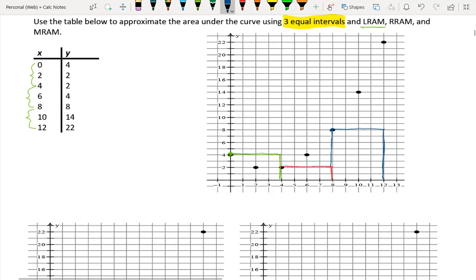All right, and because these are left-hand endpoint values, we're basically using the height of 4 for the first rectangle. We're going to be using the height of 2 for the second one, and we're going to be using the height of 8 for the third one.